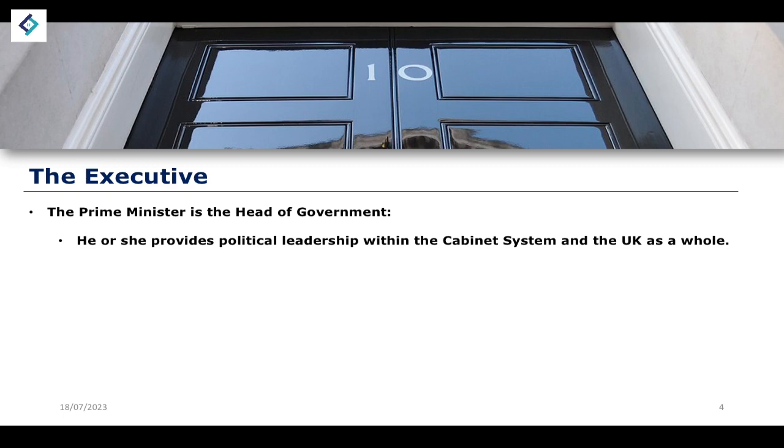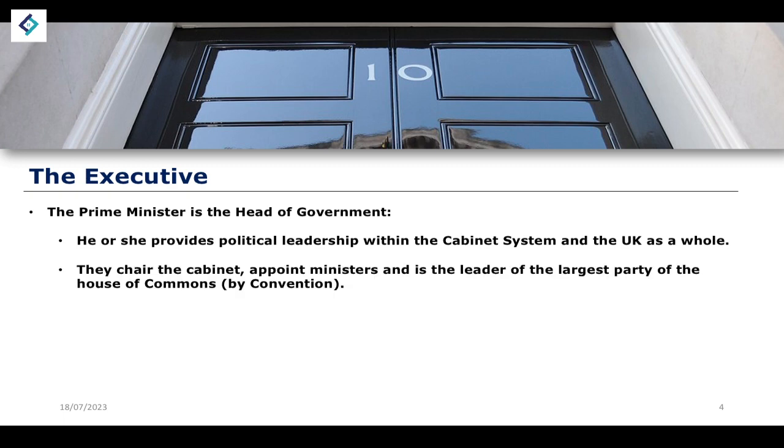Essentially, the prime minister will provide the political leadership within the cabinet system. They will chair the cabinet. They will appoint ministers to the cabinet, and they are the leader of the largest party in the House of Commons by way of convention. This is a constitutional convention. It's not ratified law. It is just a common state of practice that is followed by everybody within the government structure.